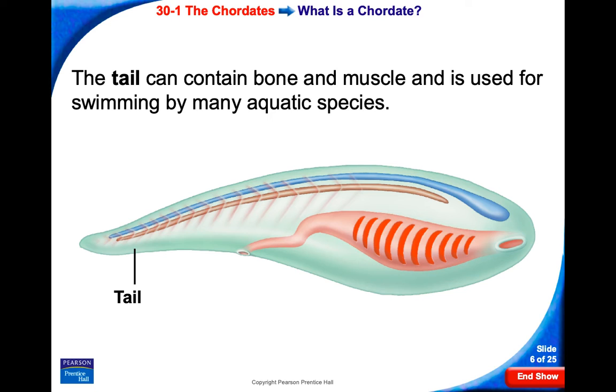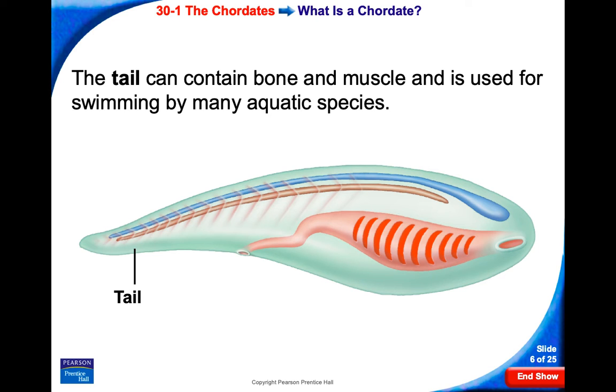Okay, and then the last structure was a tail. All chordates at some point in their life have a tail. Even humans in the embryonic stage have a tail. And remember, by definition, it's just an extension past the anus. So here's the anus here. The tail can contain bone and muscle. For a lot of aquatic species, it's used for swimming.